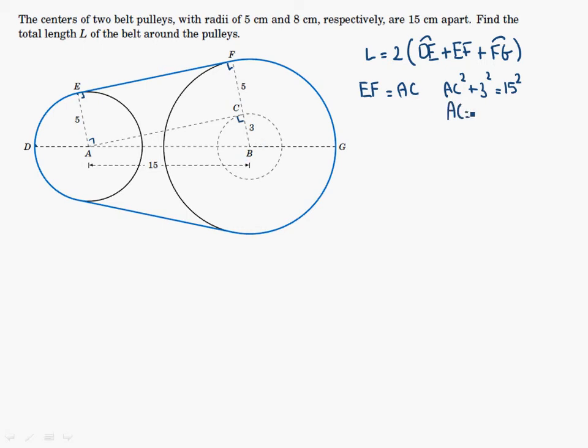So that means that AC is the square root of 15 squared, which is 225, minus 9, which is 216. Now to keep in line with the book, that does reduce to 6 times the square root of 6. But because ultimately you're going to answer this question with a decimal number anyway, like 82 centimeters or something along that line, you could leave the square root of 216 and it wouldn't matter one bit, because at the end of the day you're going to throw it in your calculator. So that takes care of EF.